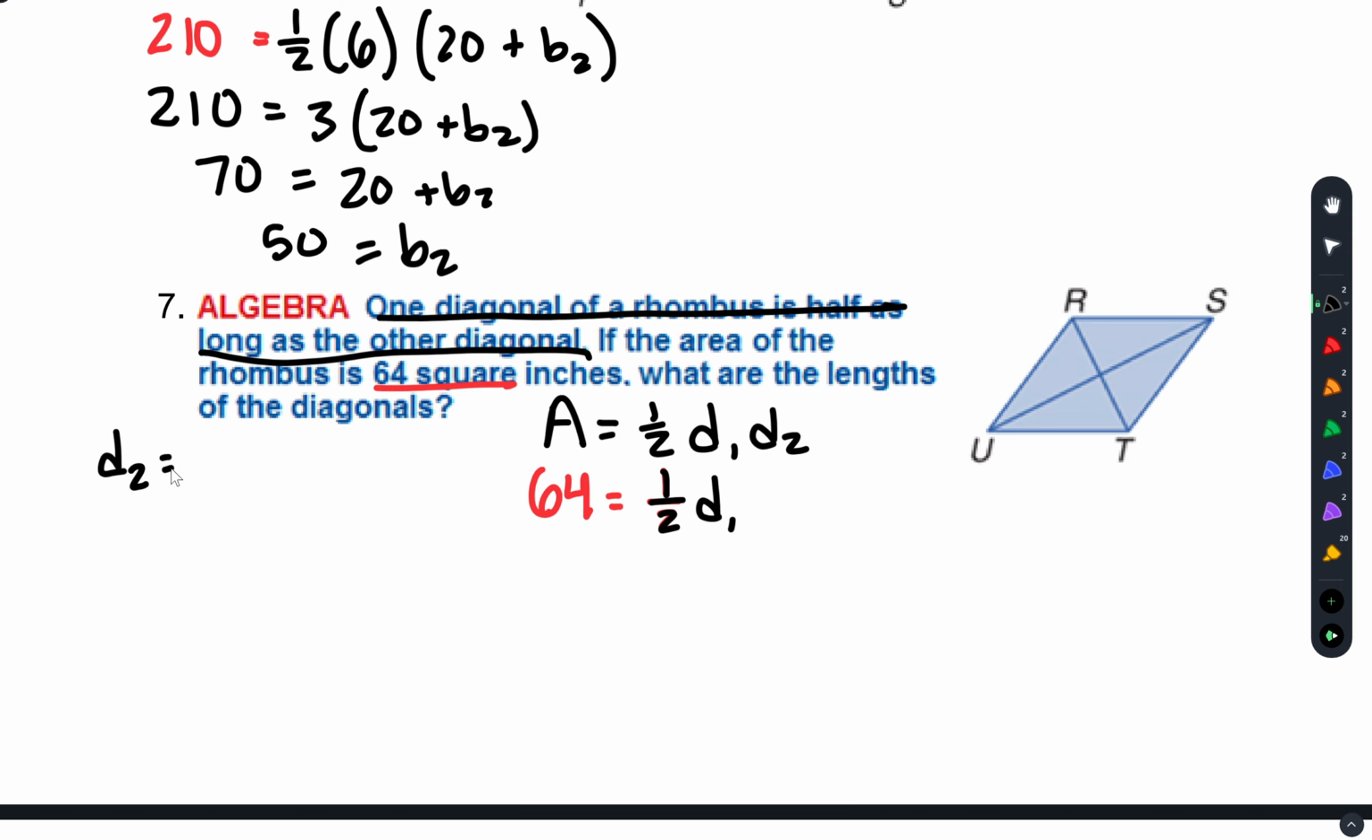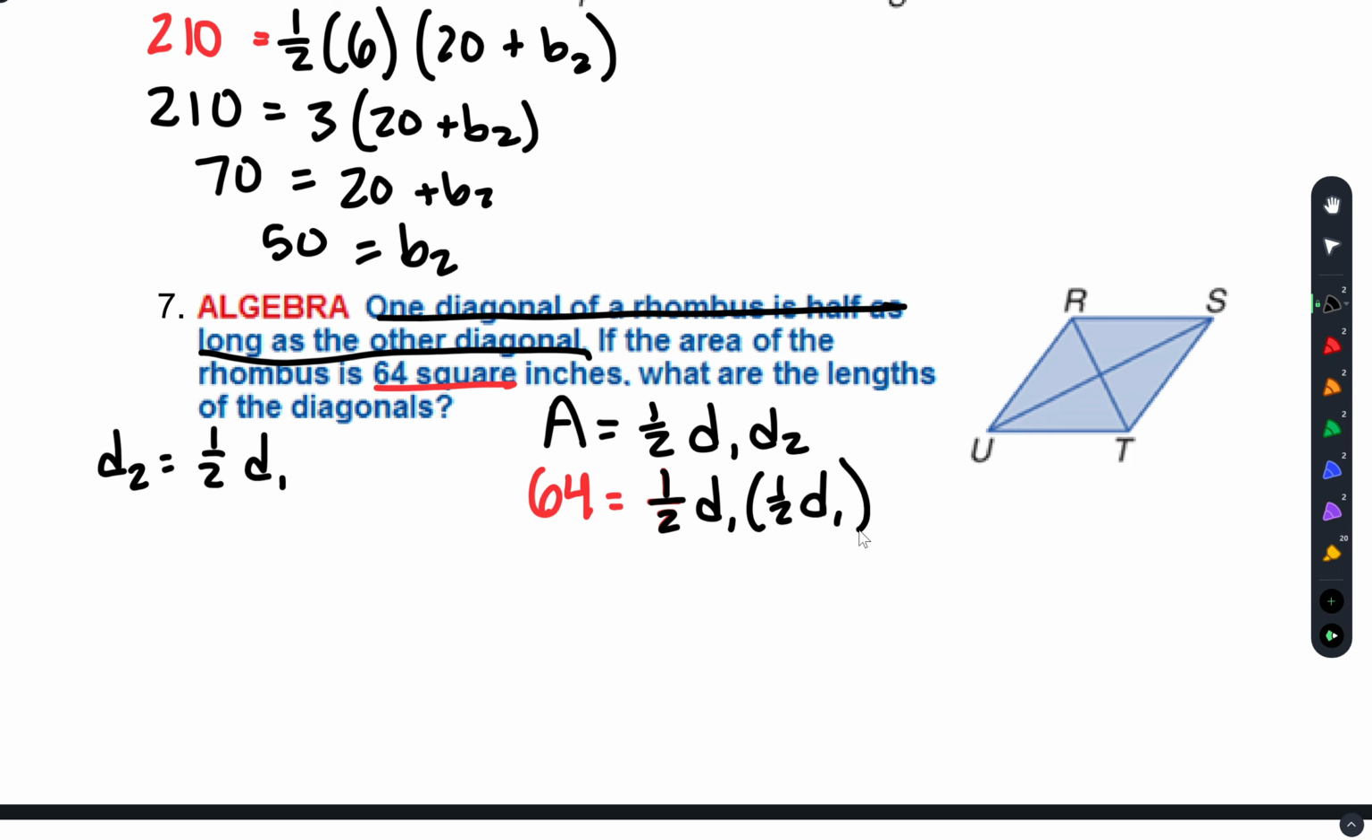I would say, yeah, we could do that. If I'm reading that one diagonal is half as long as the other diagonal, I would write this as D2 is half of D1. That's what makes the most sense to me. If you want to run it backwards and do a 2, I think that's fine as well. So I'm going to do 1/2 D1, just because that's the way that I think of it. If you want to do 2 times D1, that's fine too.